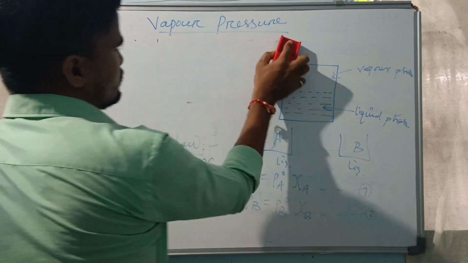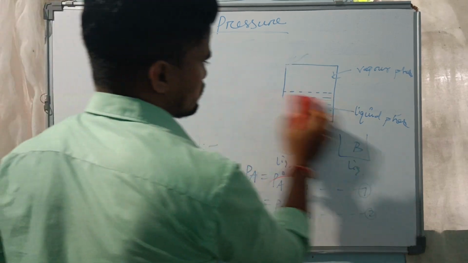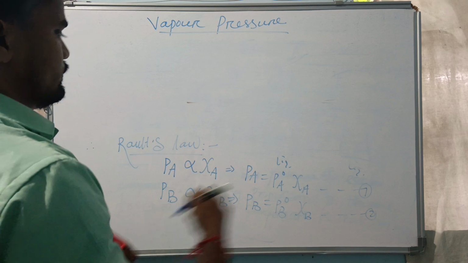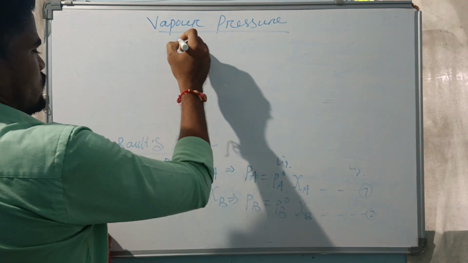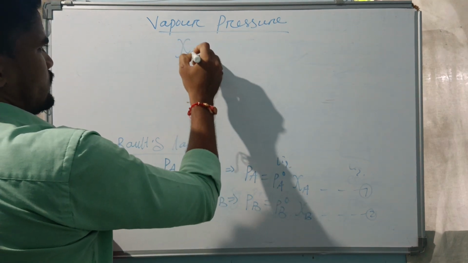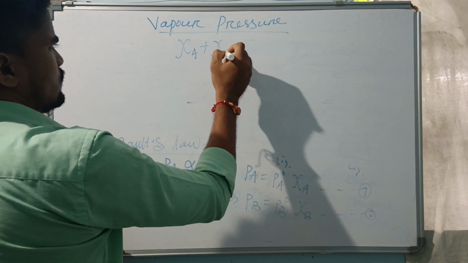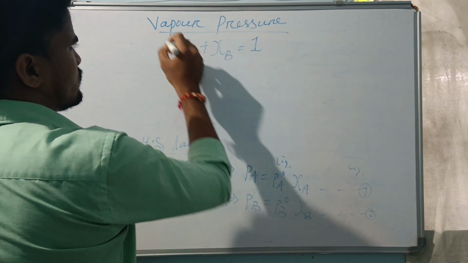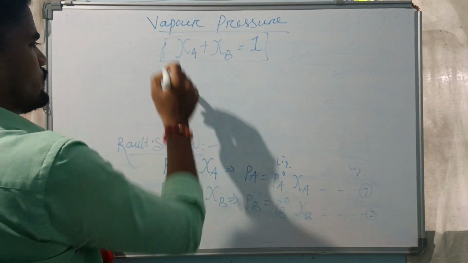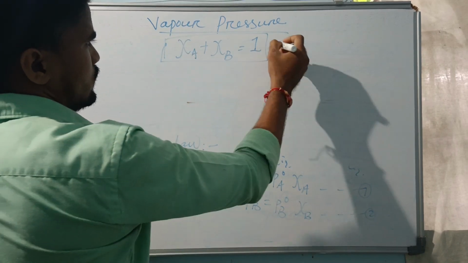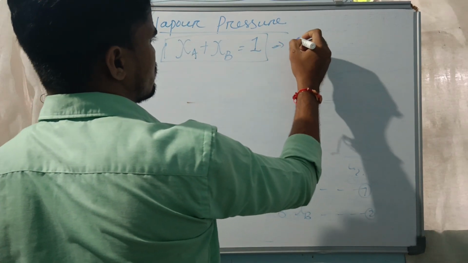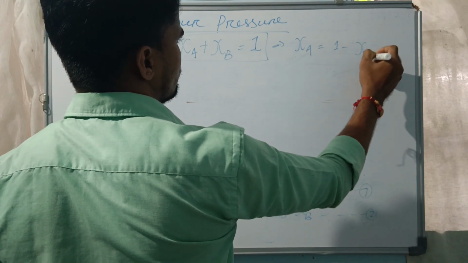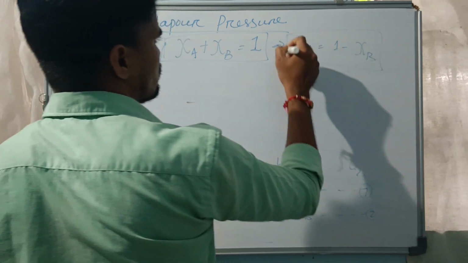So again, for both the components, the sum of the mole fractions is always 1. The mole fraction of these two components is 1, which implies chi A is equal to 1 minus chi B, right?